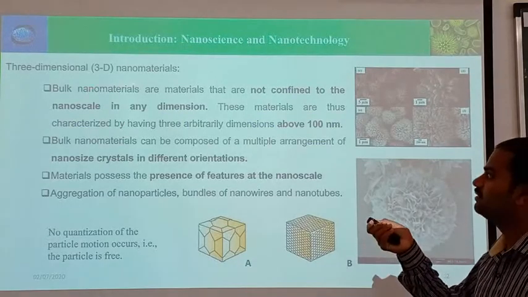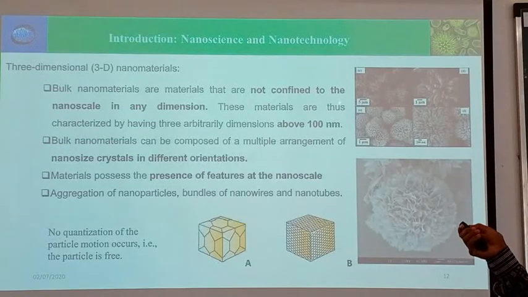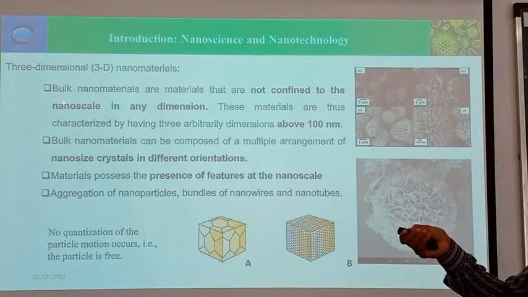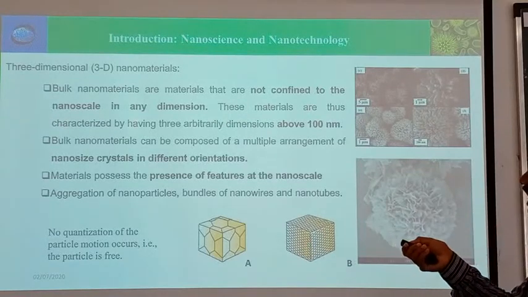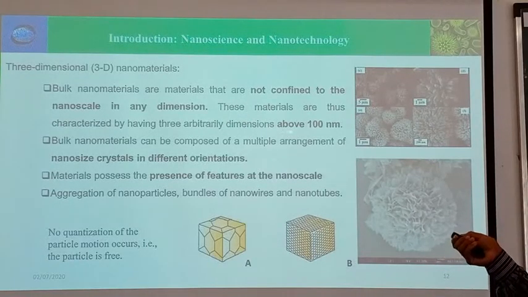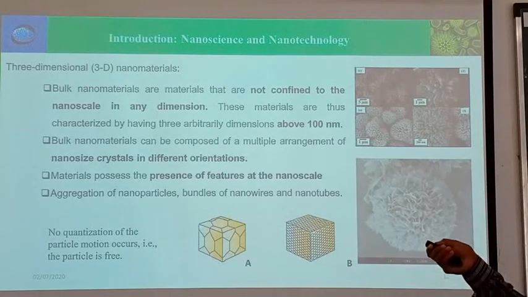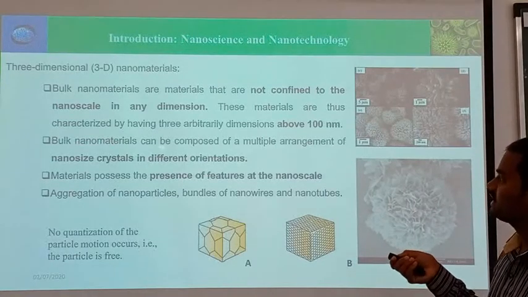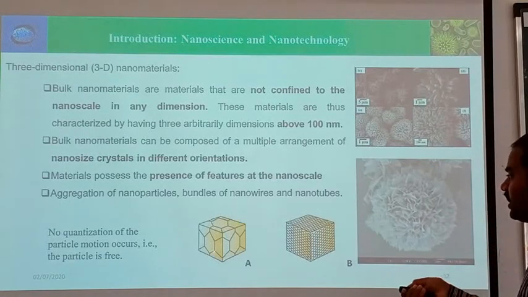So what is a three-dimensional material? Bulk materials are materials that are not confined to the nanoscale in any dimension. So there are no restrictions on the dimensions. These materials are thus characterized by having three arbitrary dimensions above 100 nanometers. Just consider this box having three dimensions and x, y, z coordinates. Bulk nanomaterials can be composed of multiple arrangements of nano-sized crystals in different orientations. Here you can find the orientation is different.